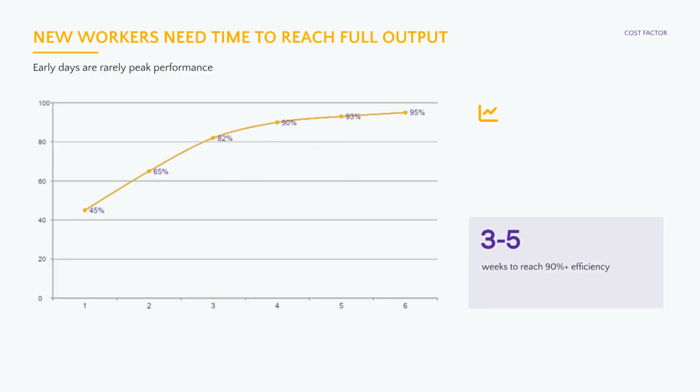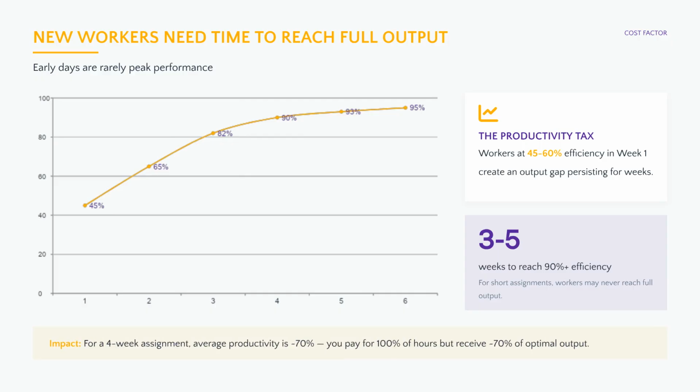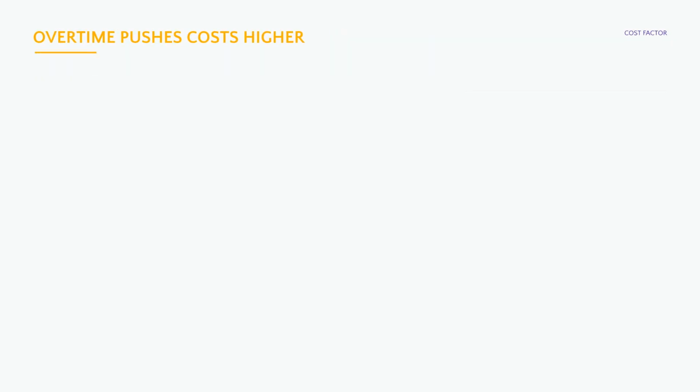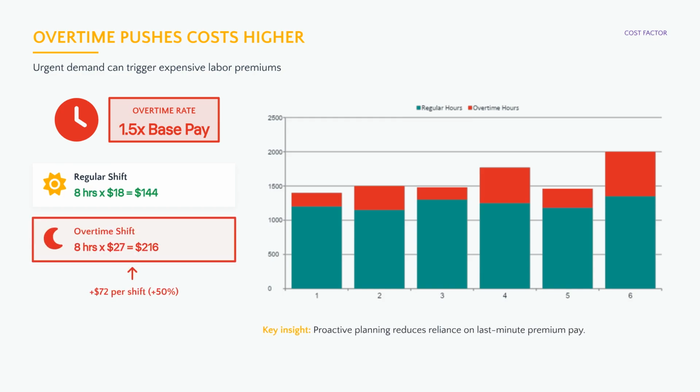New workers require 3 to 5 weeks to reach over 90% efficiency, creating a "productivity tax." For a 4-week assignment, you pay for 100% of hours, but only receive about 70% of optimal output. Urgent labor demands often lead to expensive overtime, which is typically 1.5 times the base pay. This means an 8-hour overtime shift costs $72 more than a regular shift, a 50% premium.